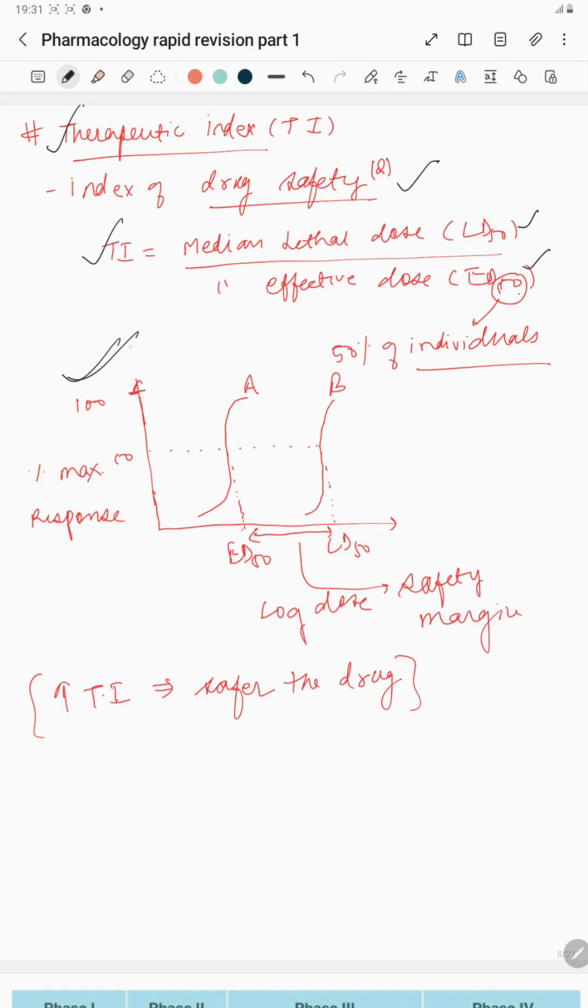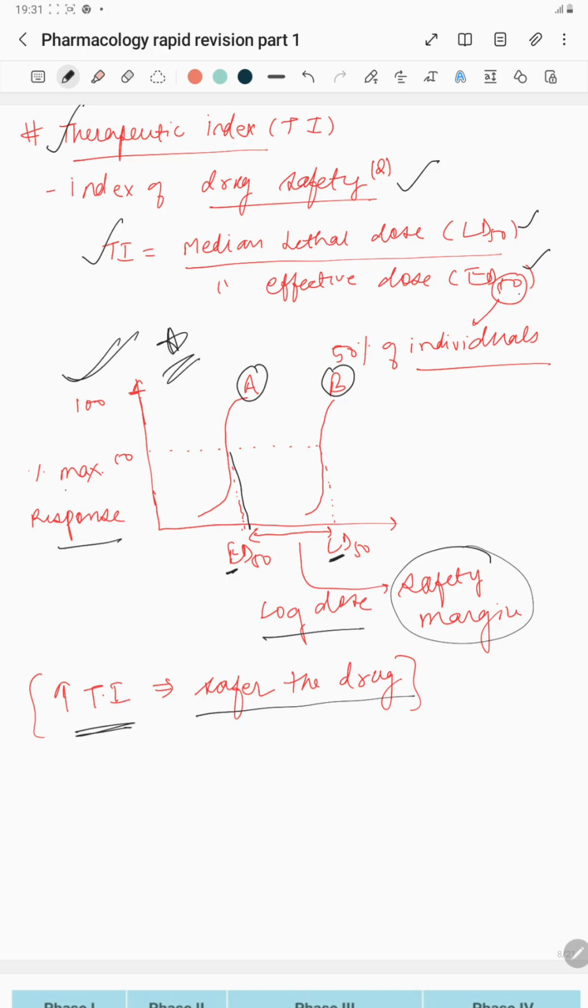So this is an important graph which can be asked. So there are two drugs A and B, and the graph is between the percentage maximal response and the log dose response. This is the effective dose and this is the lethal dose, and between these two there is a safety margin. Increased therapeutic index represents the safer the drug. Increased therapeutic index means safer level of the drug. Narrow range of therapeutic index means the safety level is very low.